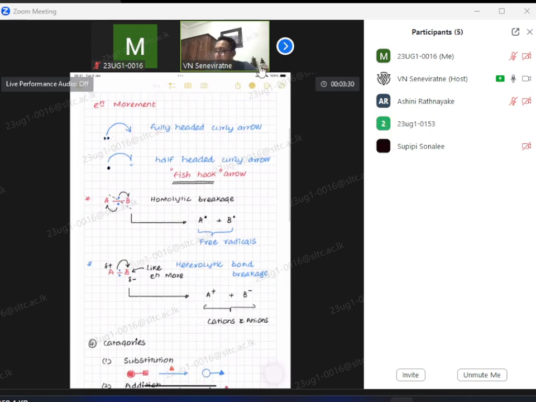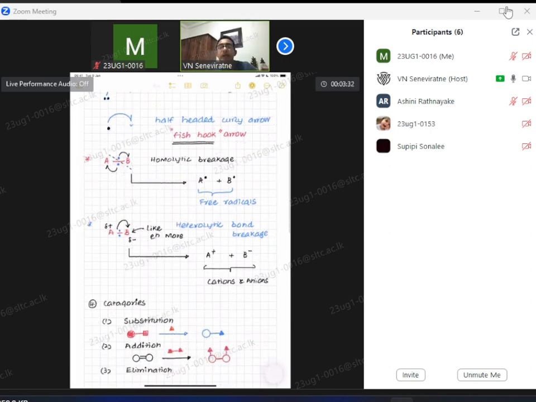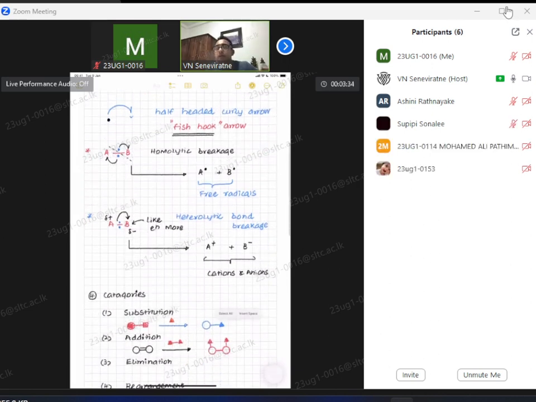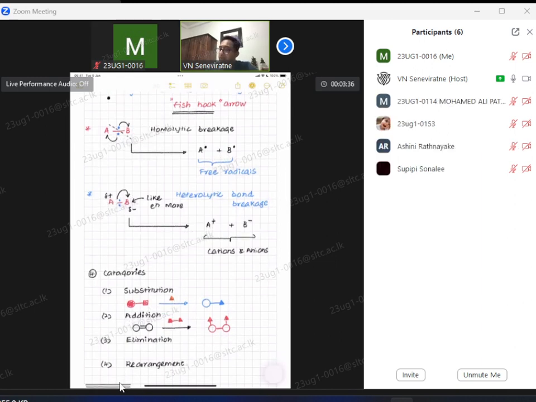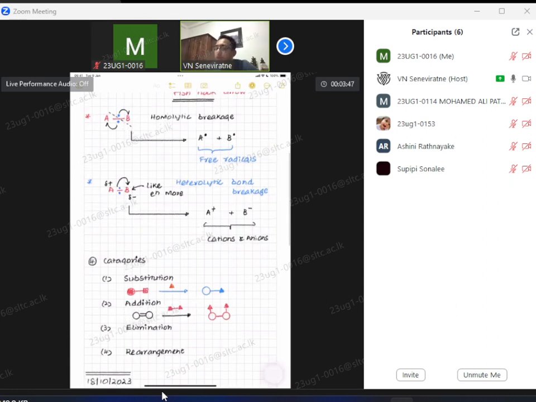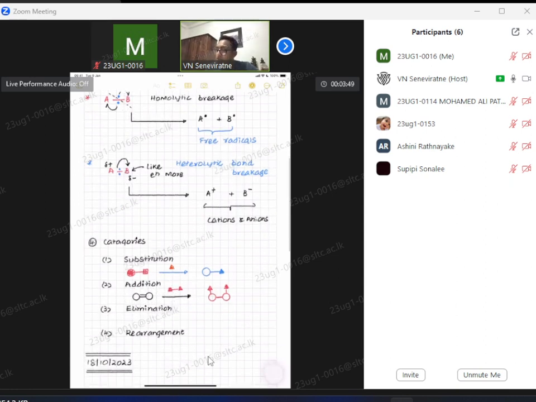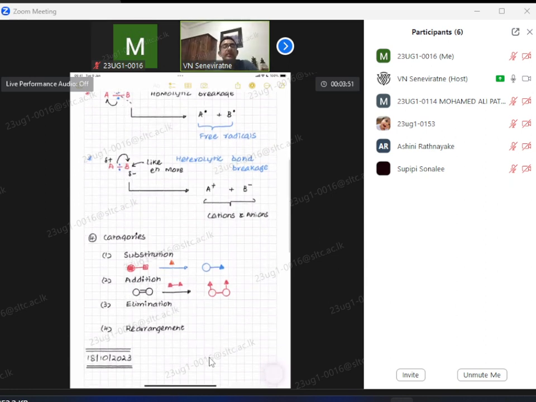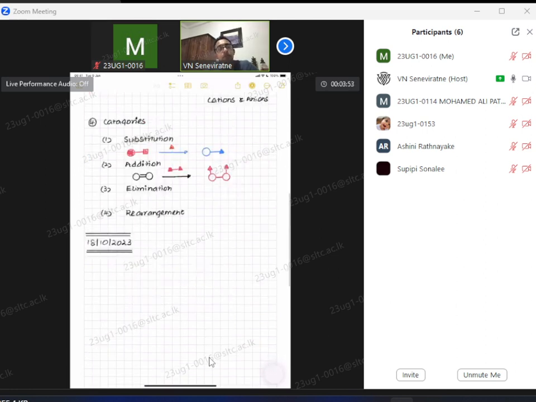And then if a bond is evenly broken, we say it's homolytic bond breakage. If it is not evenly broken, meaning two electrons will end up on one atom, that is called heterolytic bond breakage. So you can categorize all these reaction mechanisms into four types.